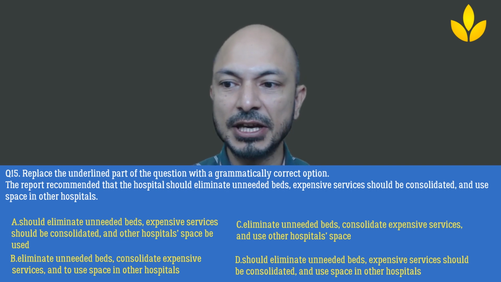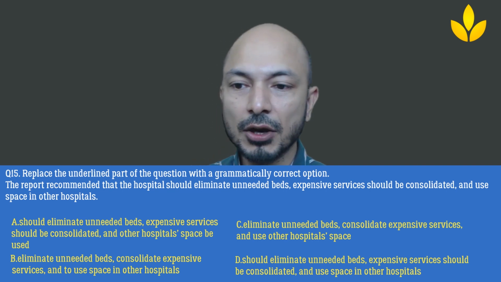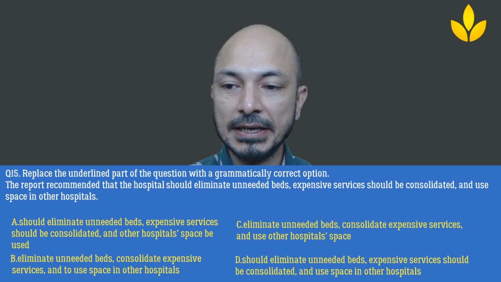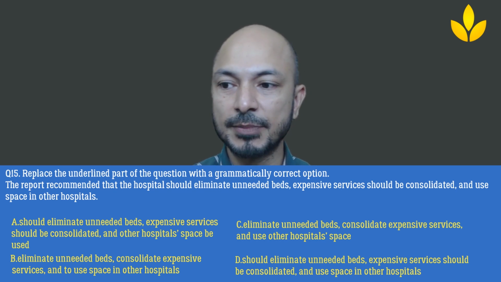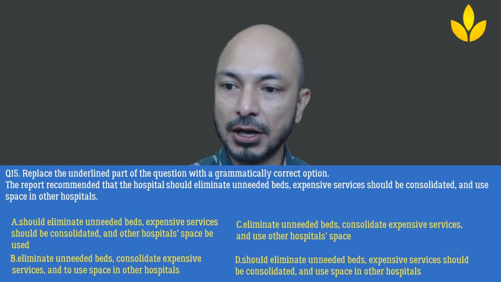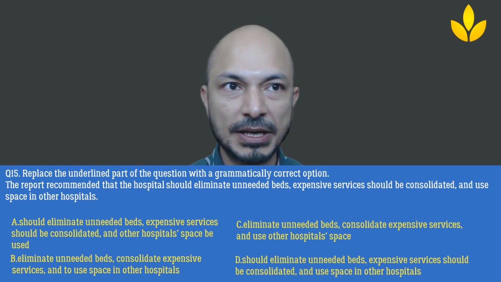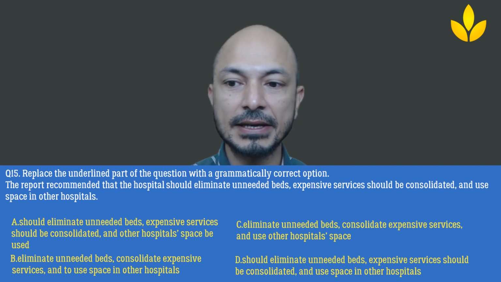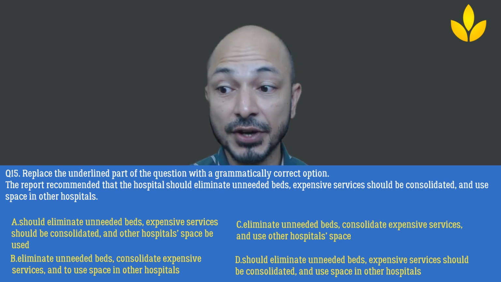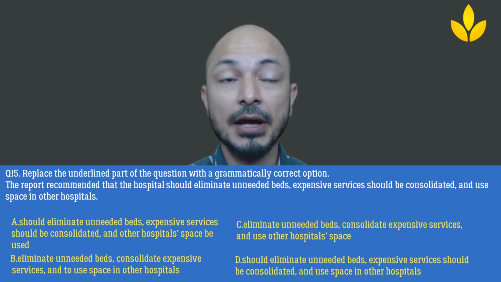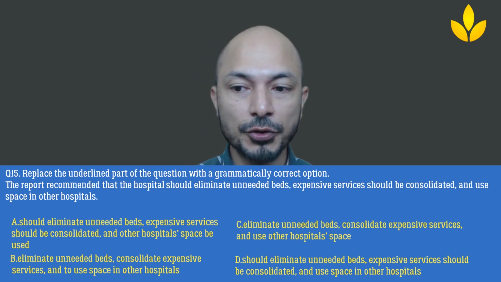It says should eliminate unneeded beds, expensive services should be consolidated. We are not going with A over here because just as in the first phrase, the first premise says should eliminate unneeded beds, we should also be saying consolidate expensive services instead of expensive services should be consolidated to maintain the same flow in the sentence. So we can eliminate option A. Option B says eliminate unneeded beds, consolidate expensive services, and to use space in other hospitals. Well, this seems more like it, and we will keep it for the back burner for now. And let's move on to C.